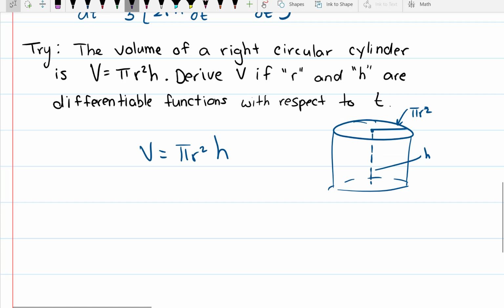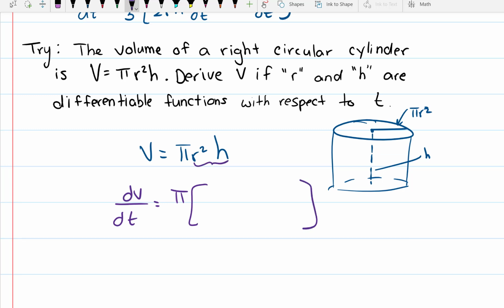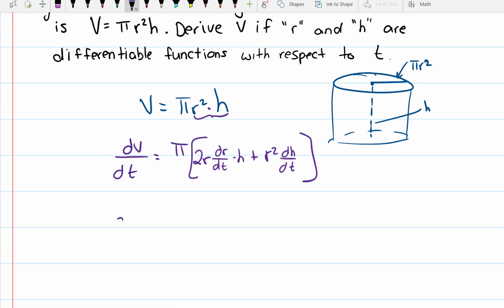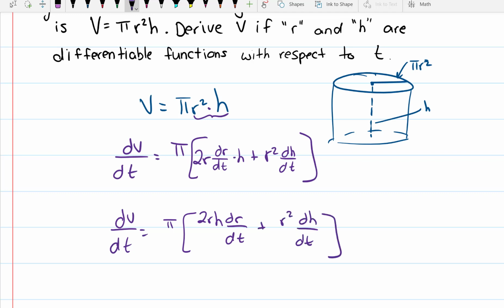So we take the derivative, and we get dV/dt is equal to pi. Right here you have to use the product rule because you have a multiplication of two variables. So you get 2r dr/dt times h plus r squared dh/dt. We're going to do a little bit of simplifying, and we get dV/dt is equal to pi times 2rh dr/dt plus r squared dh/dt, and that's it.